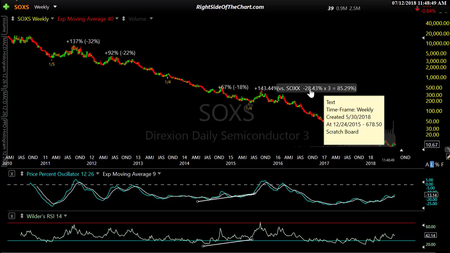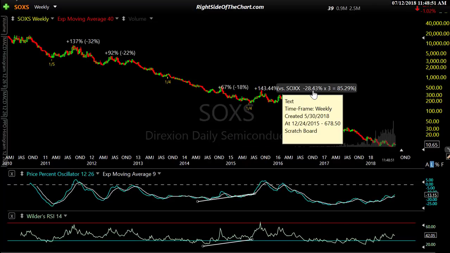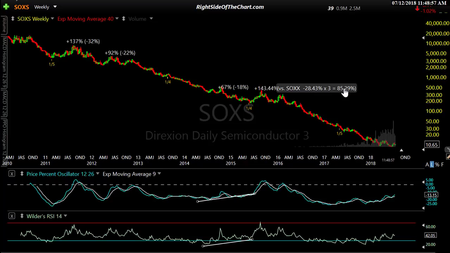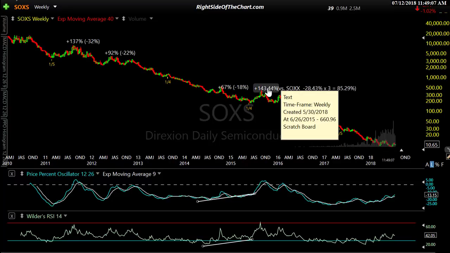And then the most recent one, that's what I told you a minute ago, zeroed in. We had a 28.43%, rounded off, 28% drop. So one would expect, at best, without any decay at all, that this ETF would have been up 85.29%, and that wasn't the case. It had gained 143%.